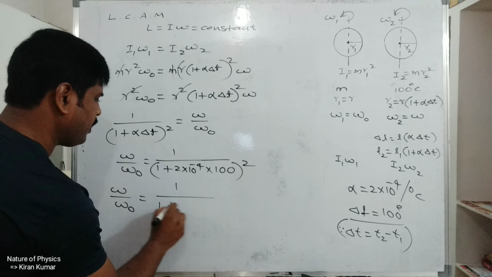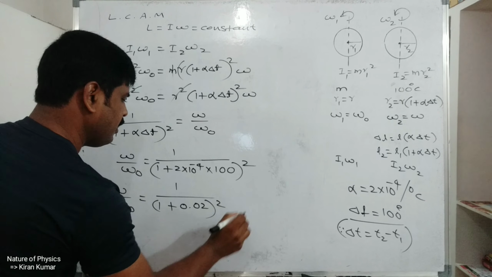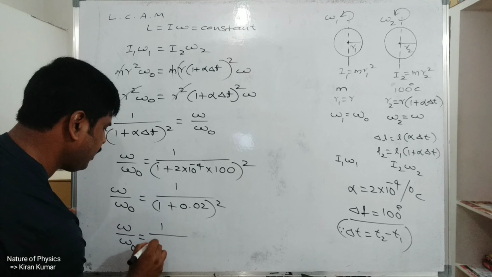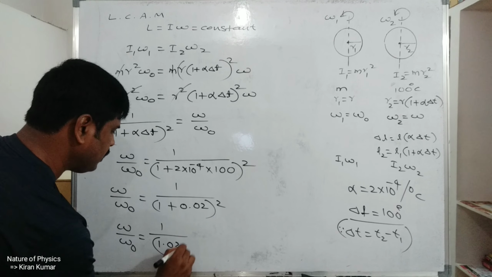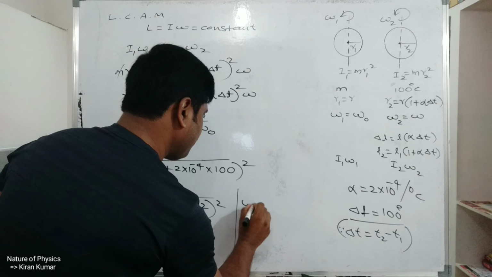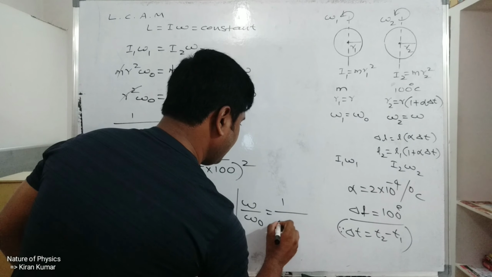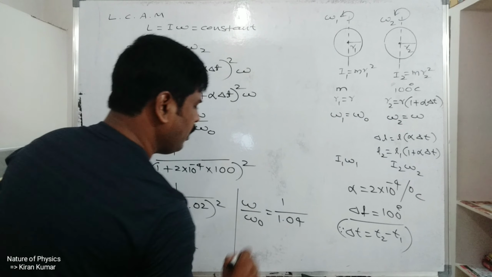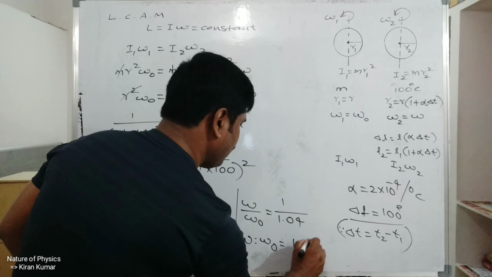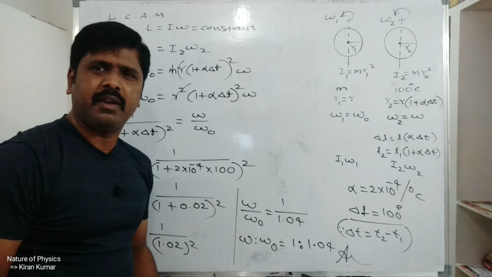is 1 point 0.02 whole square. So omega divided by omega naught is equal to 1 divided by 1.02 whole square. So our answer is omega divided by omega naught is equal to 1 divided by 1.04. So omega is to omega naught is equal to 1 is to 1.04. This is the answer for the given question.